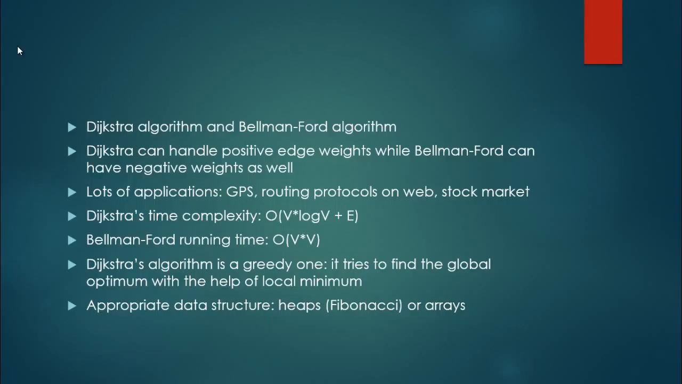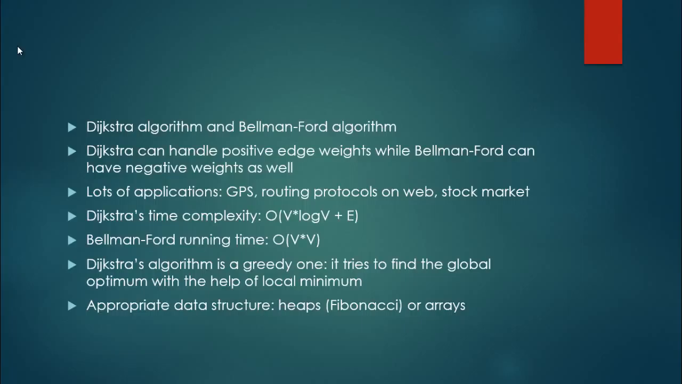Such as GPS, routing protocols on the web or the stock market, there are a lot of applications. As far as the time complexities are concerned, Dijkstra's algorithm has O(V log V + E), where V denotes the number of vertices in our graph and E denotes the number of edges. On the other hand, the Bellman-Ford running time is O(V times V), V squared, which is a bit slower. But as I said earlier, Bellman-Ford is a general one, so we can use it for lots of applications, such as the stock market, for example.